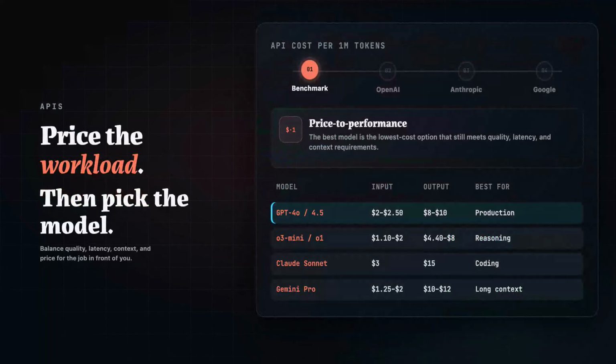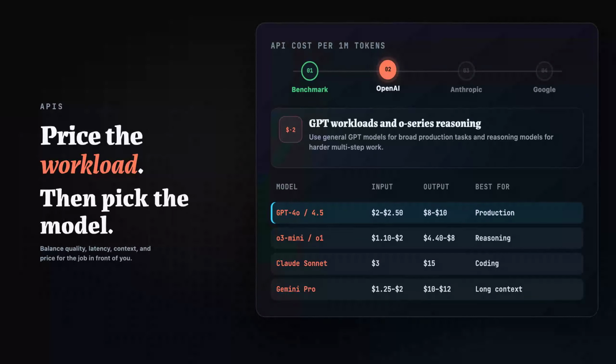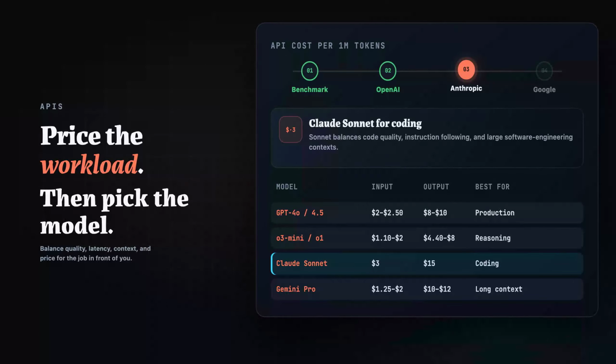Here is where the major API providers stand on price to performance. OpenAI offers flagship GPT models for standard workloads and the O series for reasoning tasks. Anthropic's Claude Sonnet remains a top choice for developer coding workflows. Google's Gemini Pro leads for massive context retrieval with up to 2 million token windows.